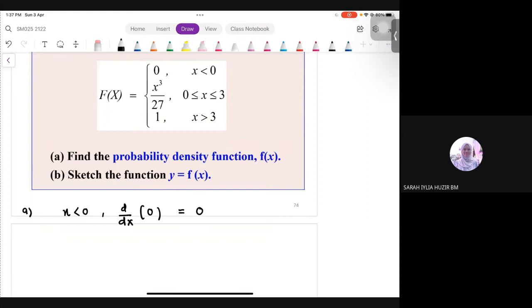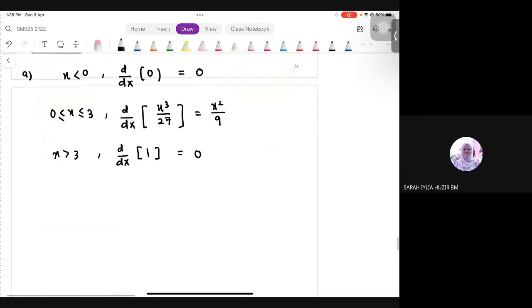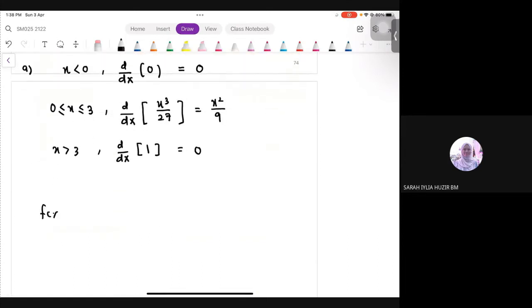Done. Now moving on to the second one. When x is from 0 up to 3, we have to differentiate x cubed over 27. So here our answer would be x squared over 9. And for the last function, when x is greater than 3, we have to differentiate 1. Here our answer would still be 0. Settle with the calculation. Now we have to rewrite it in the form of a piecewise function for the probability density function.